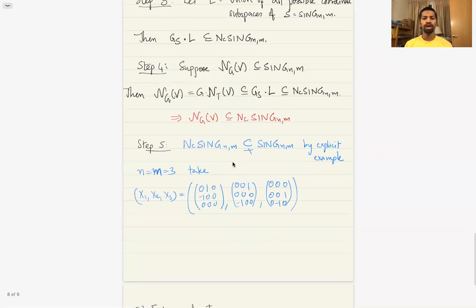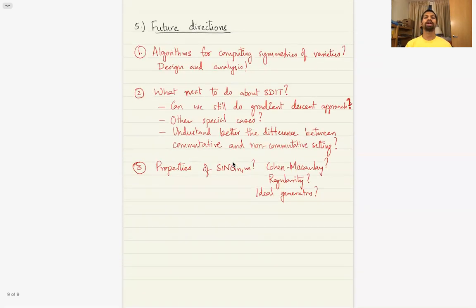And so let me give a few snippets of future directions. I just want to be very high level about this, and you should feel free to ask me further. The first is, given what we've managed to do, a burning question is what kind of algorithms do we have for computing symmetries of varieties in particular, and how efficient are they? Of course, there are lots of questions you can ask about how a variety is given to you and so on. The second question is, what next do we do about symbolic determinant identity testing? There are many things here that you can explore, some of which I've listed down.